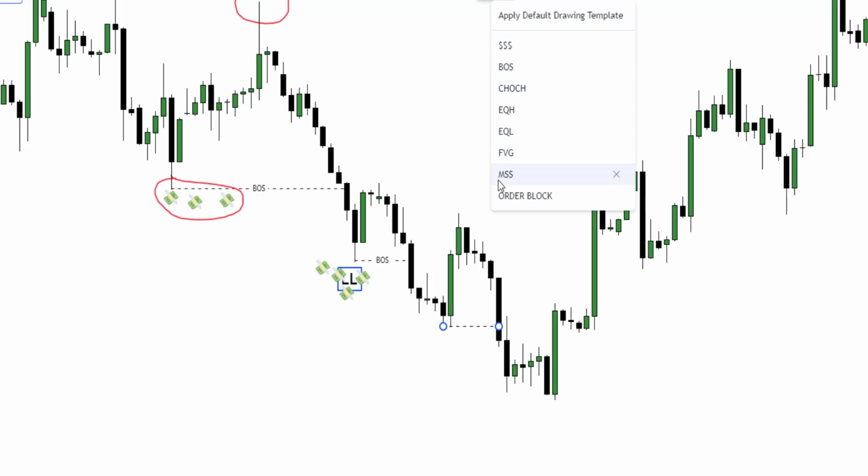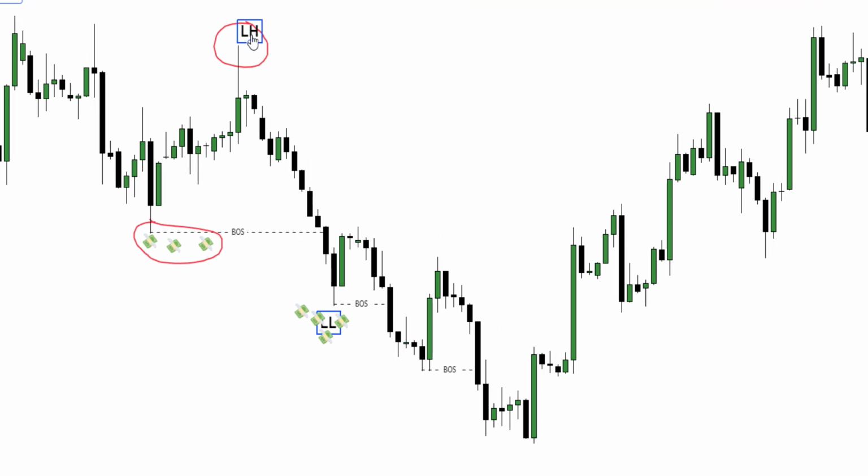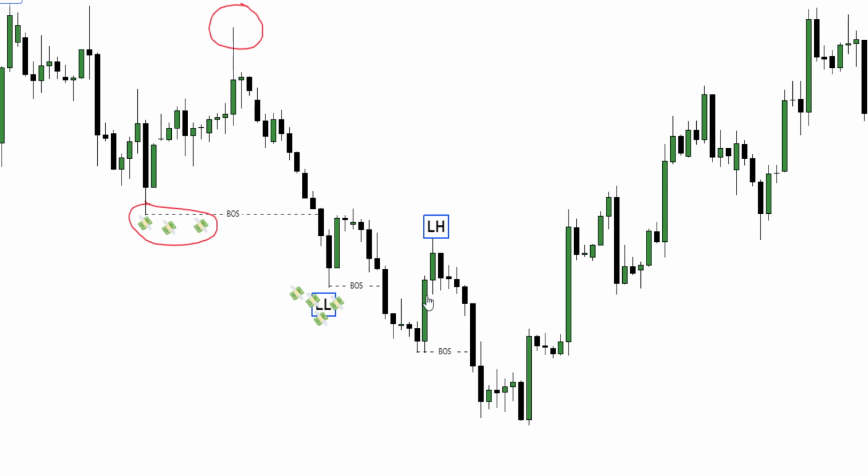So that is a break of structure. You keep on having a break of structure if price is pushing lower and lower. So your lower low, don't forget, your lower high is still here. The only time you will have a shift in market structure is when you have turned against your lower high.